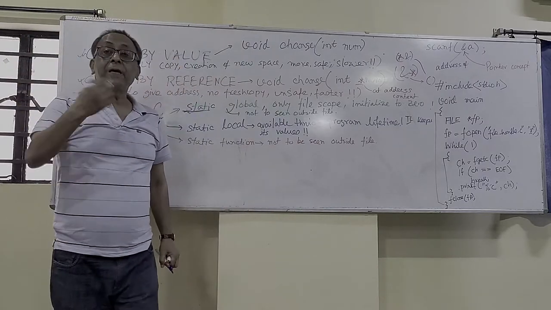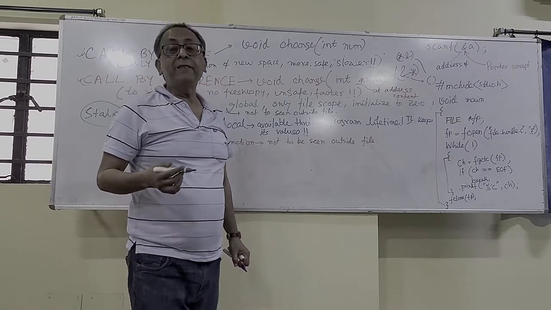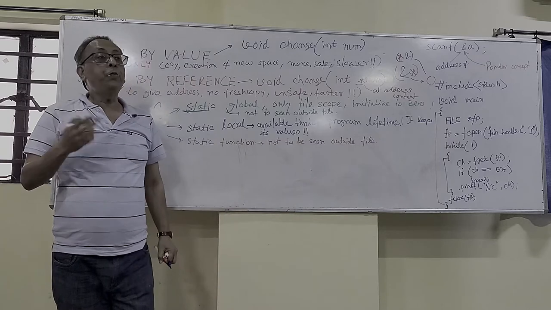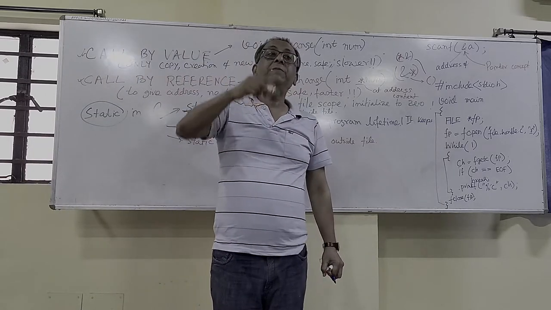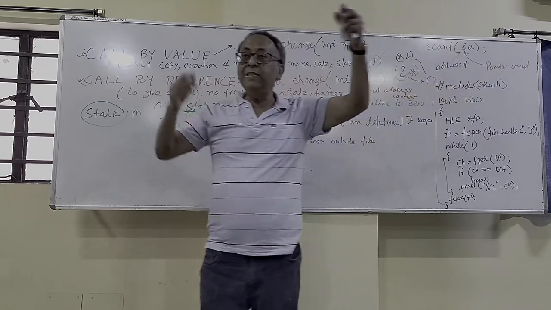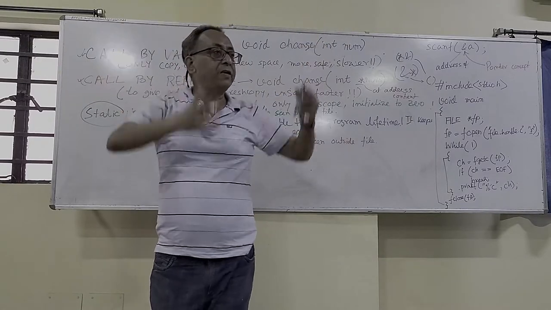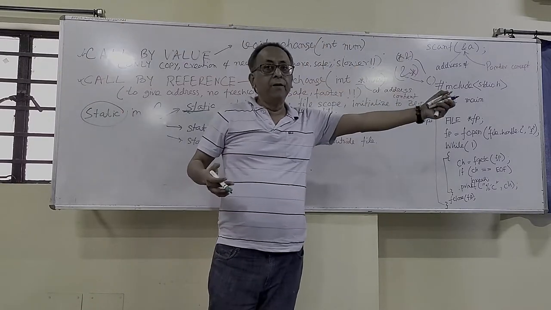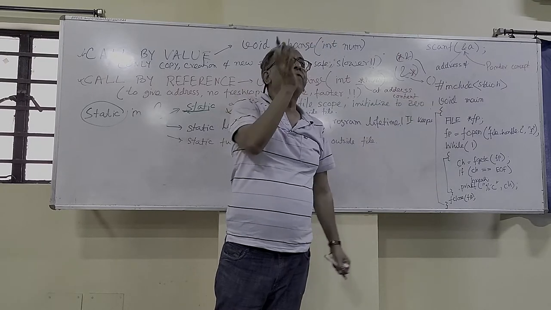But it keeps itself. That is a static variable in local concept. And then static function. If you put static in front of a function, that means that function is visible within the file itself, not outside the file. So in general, a C program can consist of 1, 2, 3 files, and that function can be called from other files also. You have to declare the header, that is the function signature.